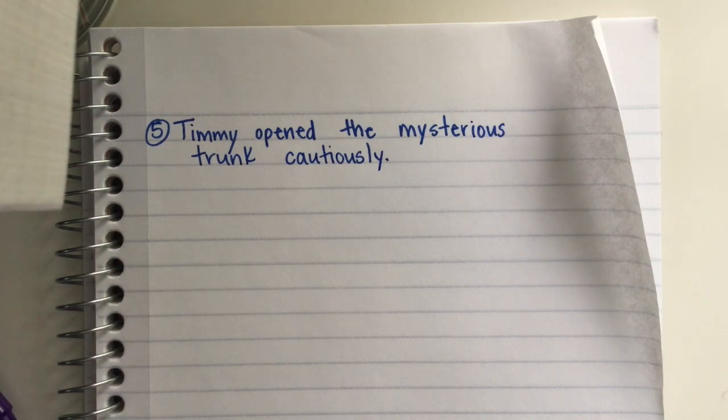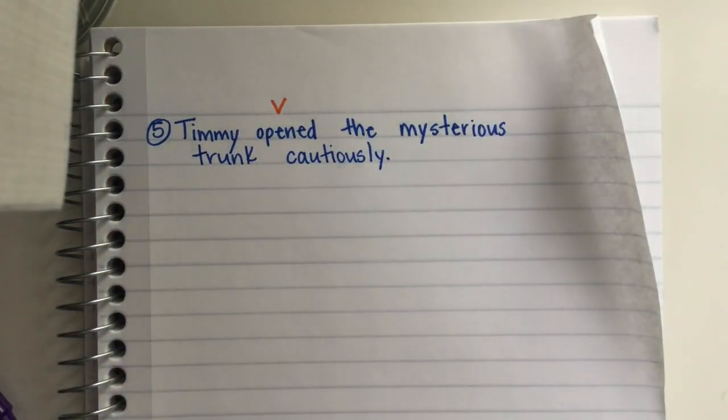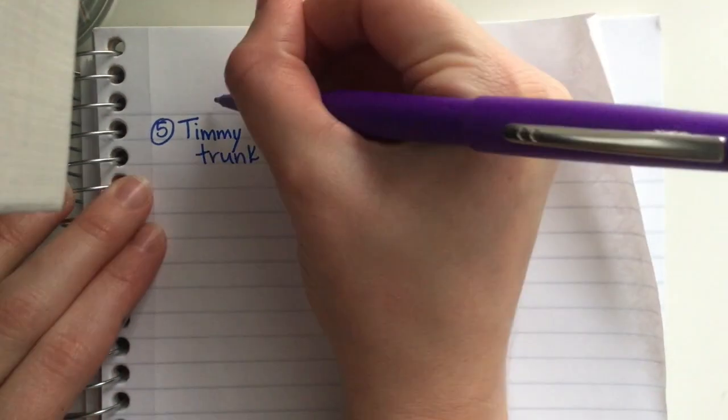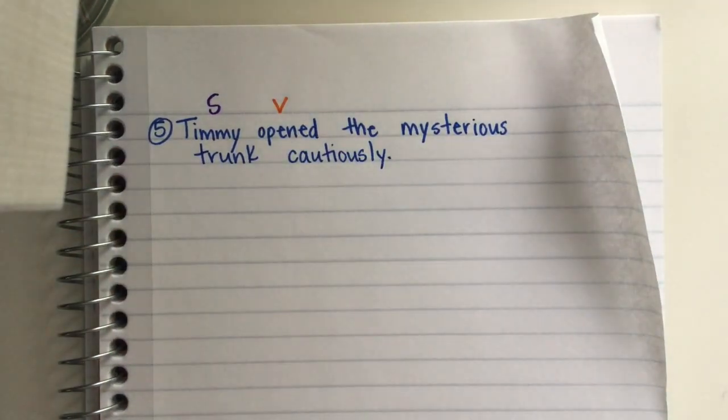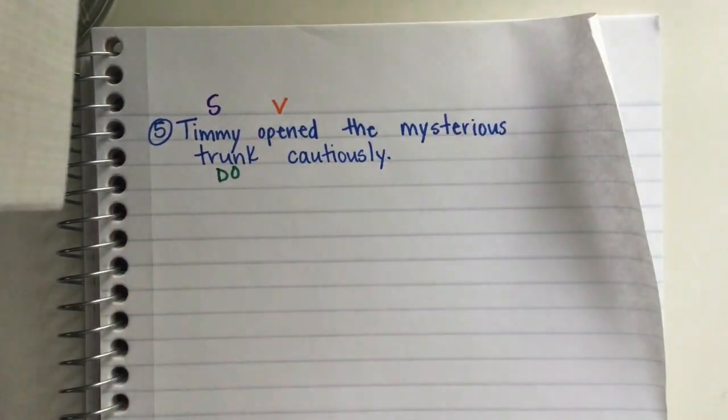So the action that is going on is opened. So that's our verb. Next we need to find the subject of our verb. So who opened it? What opened? And that would be Timmy opened it. And Timmy opened what would be our direct object. So Timmy opened the mysterious trunk cautiously. What did he open? He opened a trunk. So I'm going to write direct object down here.